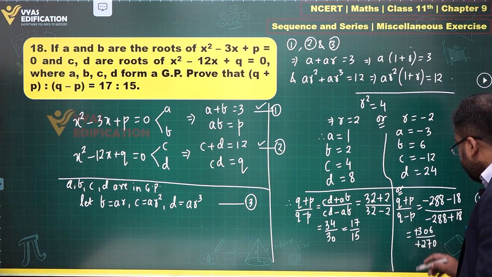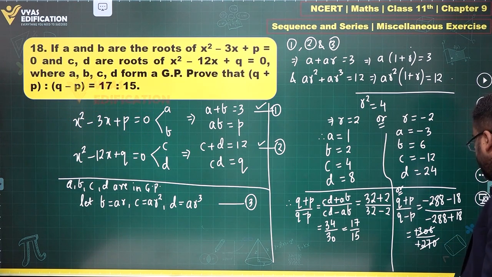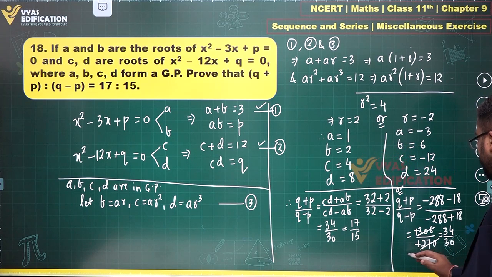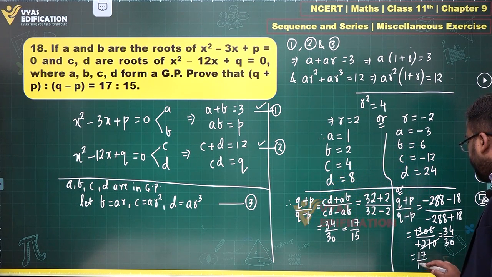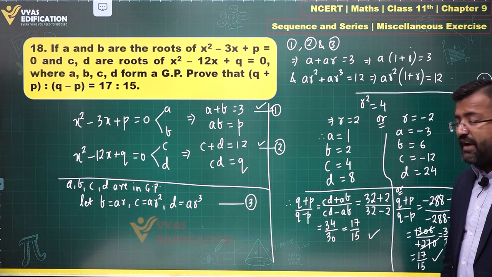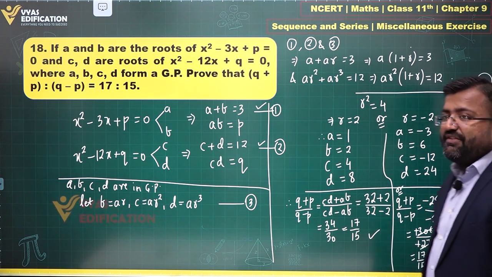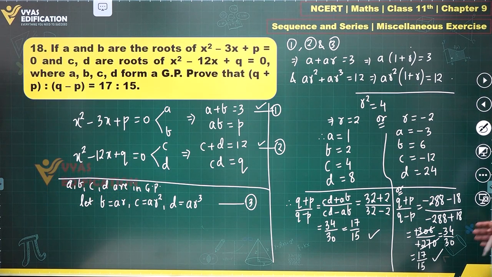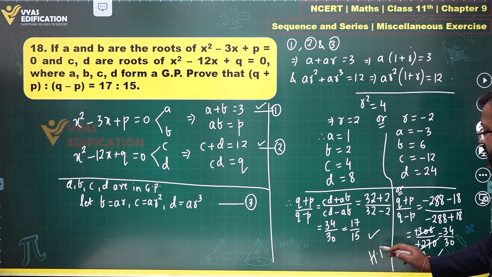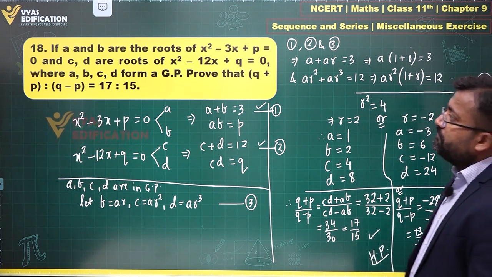So this minus becomes a plus. And if you only divide with 9 for that matter, what does it become? This becomes 34 upon 30, right? And which further reduces to 17 upon 15, as you can see over here. Right, so Q plus P upon Q minus P in both these cases is 17 upon 15. As you can see, this is the complete solution, and that's a complete proof for this question number 18.